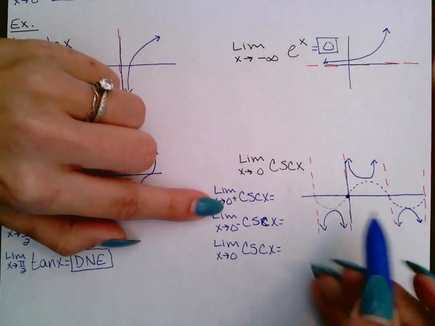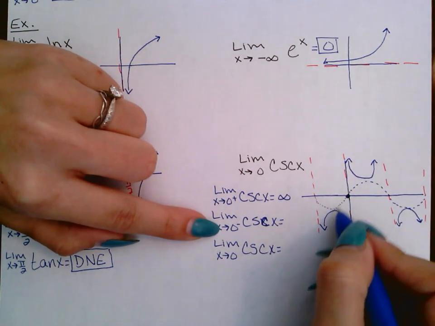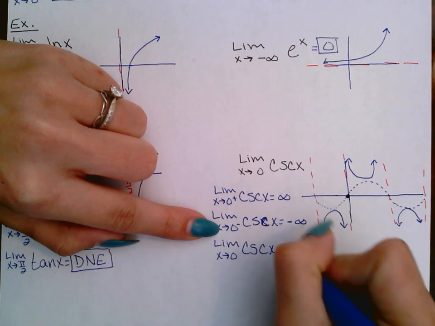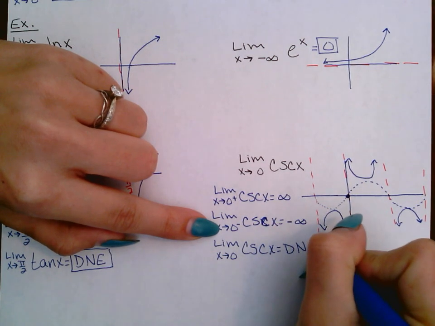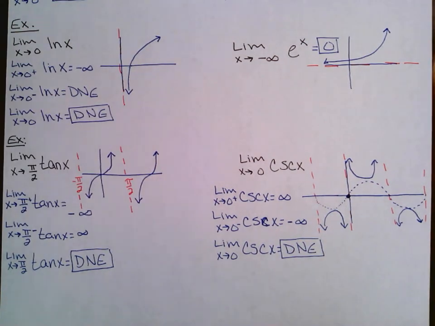So as I approach 0 from the right, we said it went up to positive infinity. From the left, I go downwards to negative infinity. And since they're two different locations, the limit does not exist. Okay? So we saw basic rational functions at the beginning. We saw exponential and log. And now we saw trig.